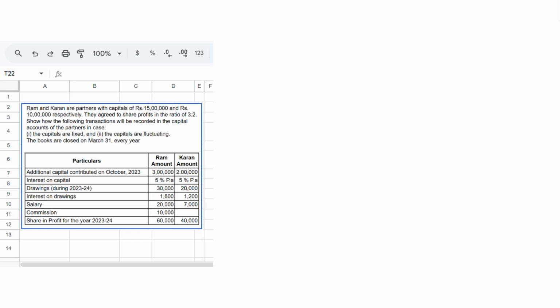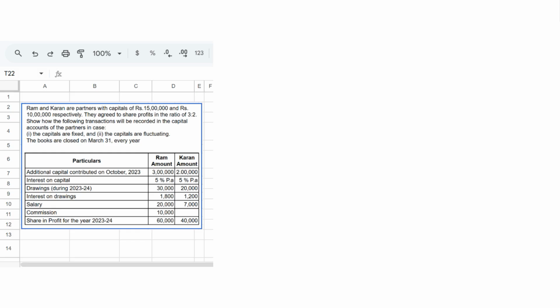Particulars: Ram and Karan. Additional capital contributed on October 2023, 3 lakh rupees and 2 lakh rupees. Interest on capital 5% per annum each. Drawings during 2023 and 2024, 30,000 and 20,000. Interest on drawings 1,800 and 1,200. Salary 20,000 and 7,000. Commission 10,000 only for Ram. Share in profit for the year 2023 and 24, 60,000 and 40,000.